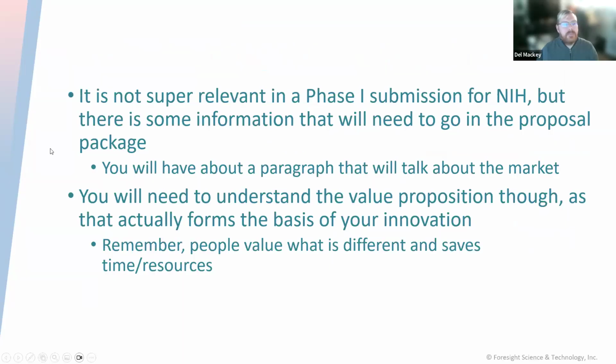But real quick, mapping this to the SBIR and STTR, again, for an NIH phase one, it's not super relevant to have this information in a very finite amount or very finite example, but you're going to need some overall ideas. There is some information that's going to go into that proposal package. Generally, it's going to be kind of the customer, why they're a customer, what that potential market's going to be. But you really need to understand that value proposition, though, to know why what you're doing is innovative.